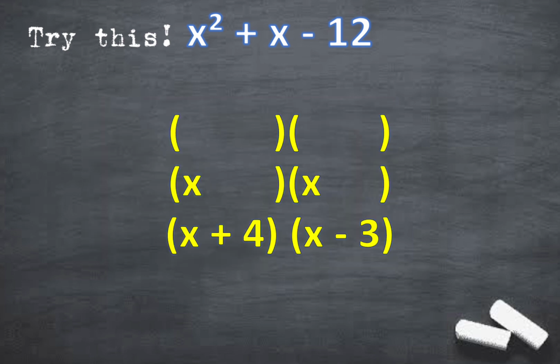Let us check our solution. So we draw 2 parentheses. We identify the first term and factor it. And then we think of 2 numbers that if we multiply, we will get negative 12. And if we add, we will get positive 1 or just x. So we have x plus 4 and x minus 3. That will be our final answer.